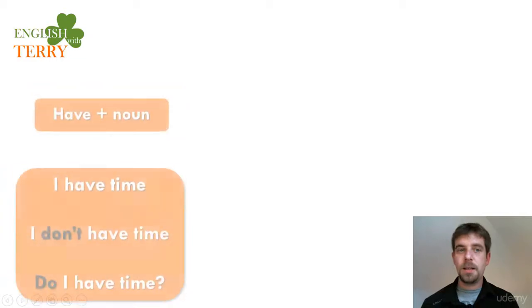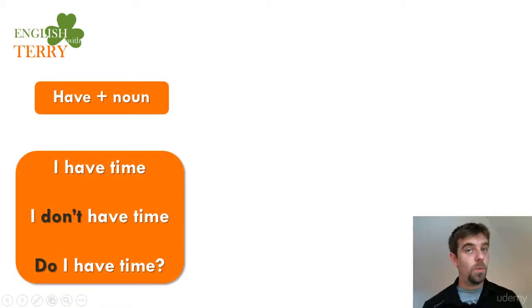Now, when we have the verb have with a noun like time, you can see here that the positive is I have time. Negative, I don't have time. And the question is, do I have time? This is the important part: when we look at the verb have, what is after? When we have a noun after, we need to put the verb do in: do not, don't, etc. Do I have time for questions, okay?